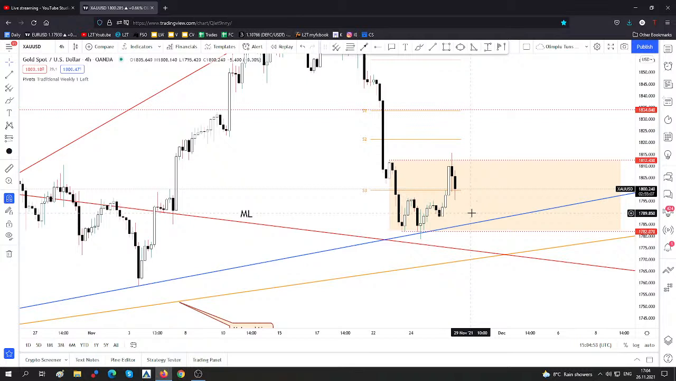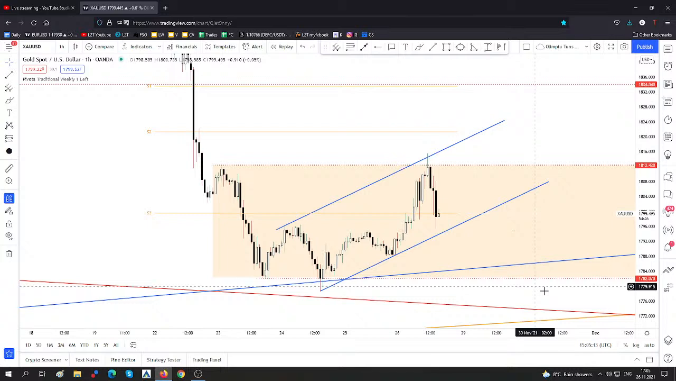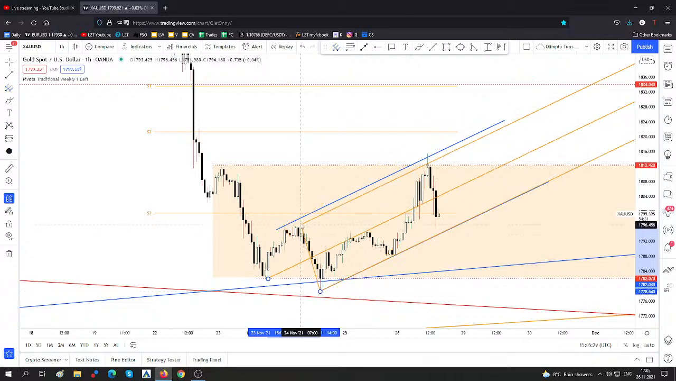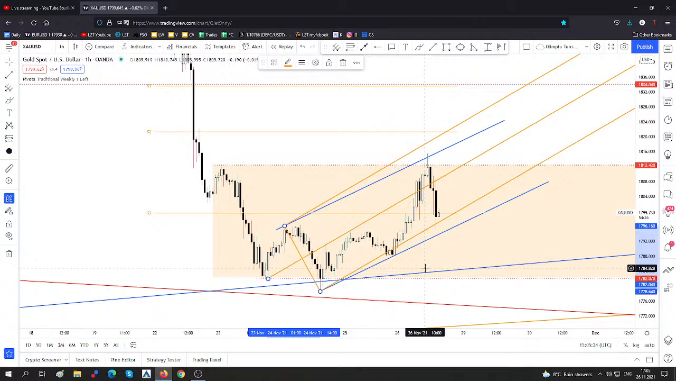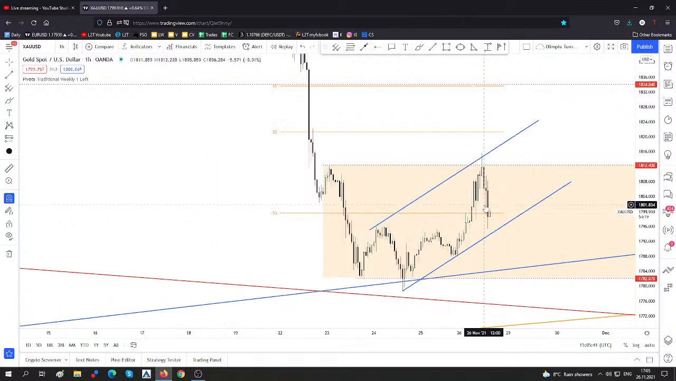So if I have something on gold, I will come back to you guys with my trade management, with my analysis. Maybe something like this on the 1 hour, 1, 2, and 3 here, or something like this. So I'll wait for strong confirmation in gold before taking action.